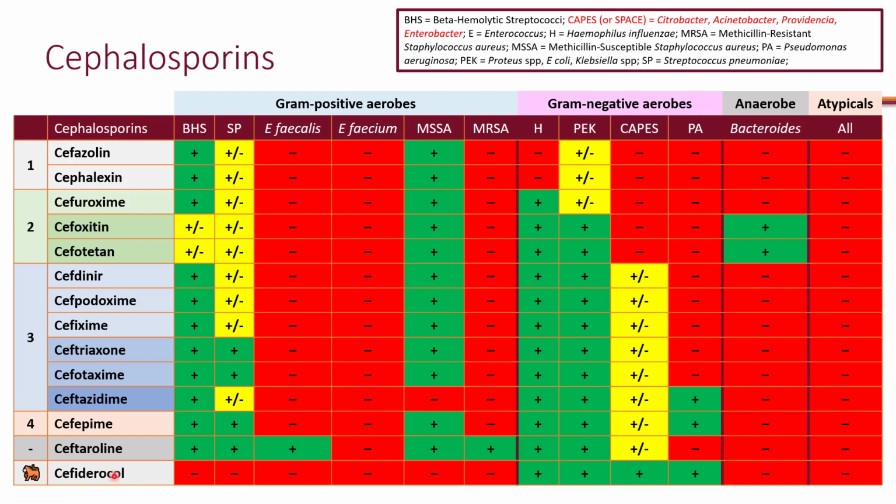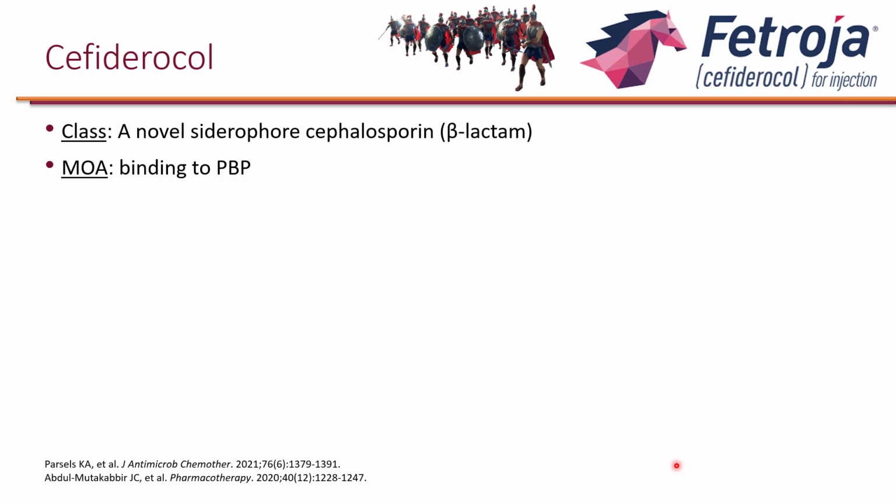And more recently, we had cefiderocol come to the market, and just like aztreonam, cefiderocol does not have activity against any gram-positive, but it has perhaps the best activity against gram-negative. So it pretty much covers anything that's gram-negative that's clinically important, including Pseudomonas and Acinetobacter. Pretty much majority of these beta-lactams are not good against Acinetobacter. Cefiderocol has good activity. So cefiderocol is a novel siderophore cephalosporin.